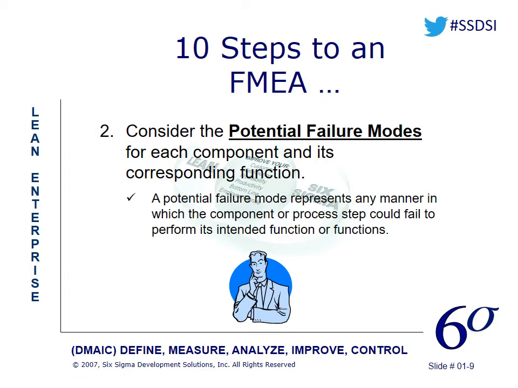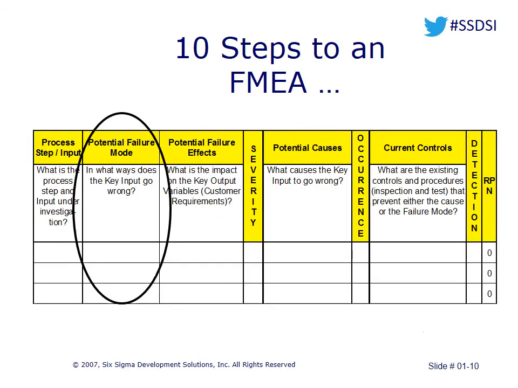So each input could potentially have a lot of failure modes, a lot of different ways it could fail. That's a one-to-many relationship. Each input could have many potential failure modes. This is the column in which you put your potential failure mode. So again, we back up to the process step and the input. One step could have many inputs.